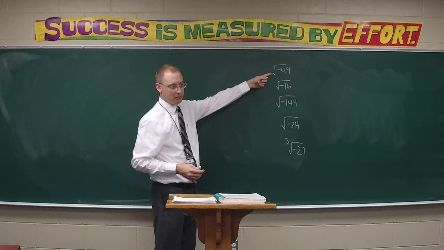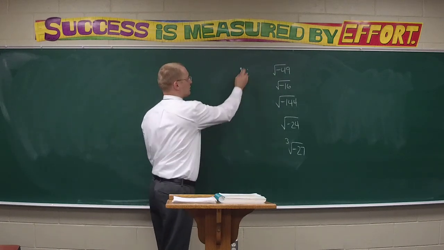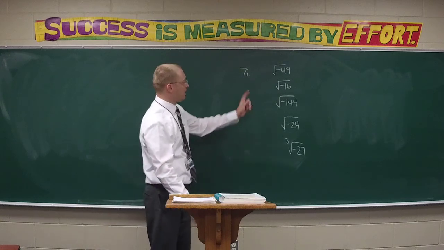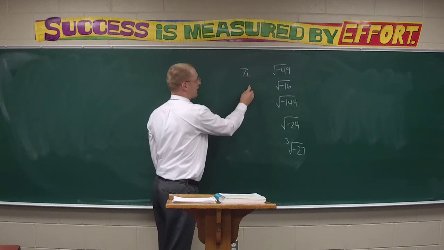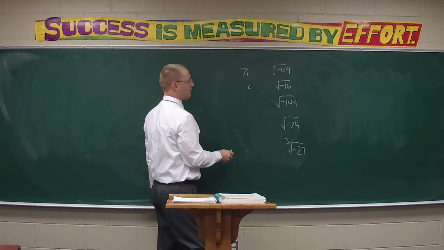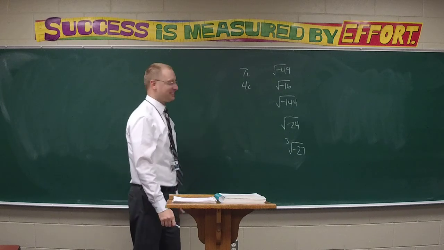So I see a square root of a negative, class. What do I do? Pull out your i. Now it's the square root of 49. What do I get? 7. So 7i. Here, what's the first thing I've got to do? Pull out your i. And then I take the square root of 16 to get 4. So my answer? 4i.